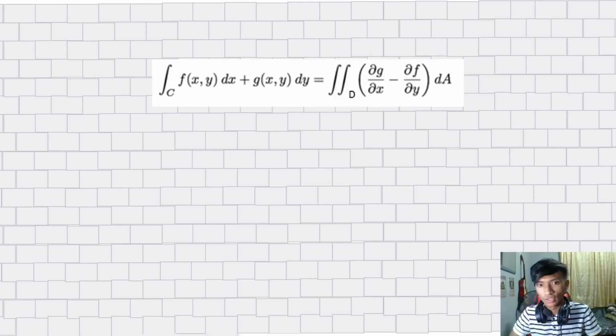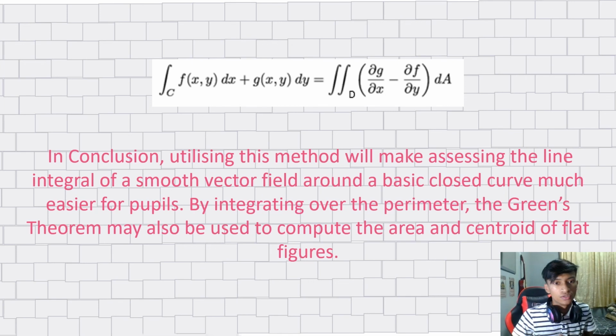Assalamualaikum warahmatullahi wabarakatuh. My name is Ahmad Fatrul Nazim bin Sulaiman, and now I will talk about the conclusion for this topic. As you can see, this is Green's theorem formula, and in this conclusion, utilizing this method will make assessing the line integral of a smooth vector field around a basic closed curve much easier for pupils. By integrating over the perimeter, Green's theorem may also be used to compute the area and centroid of flat figures. That's all from me.